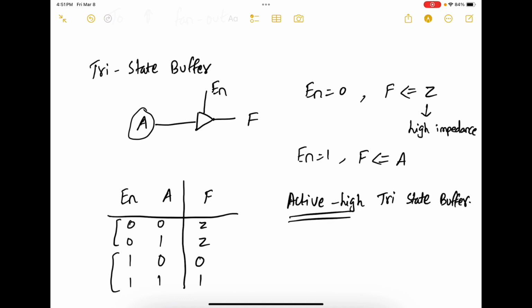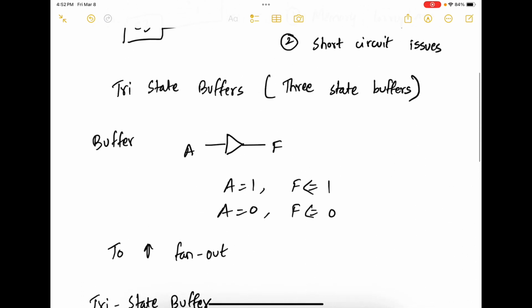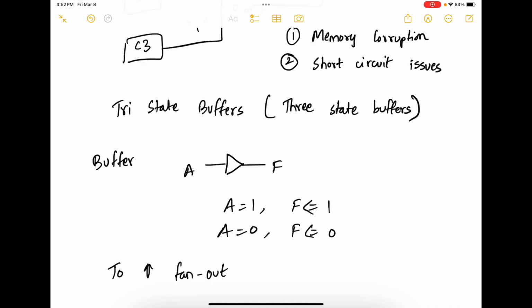When I say active high, it means that when enable is 1, then it acts as a buffer. And when enable is 0, it's high impedance. So this is the concept of a tri-state buffer. Now, how can we use a tri-state buffer to prevent data corruption and to prevent short circuit issues?